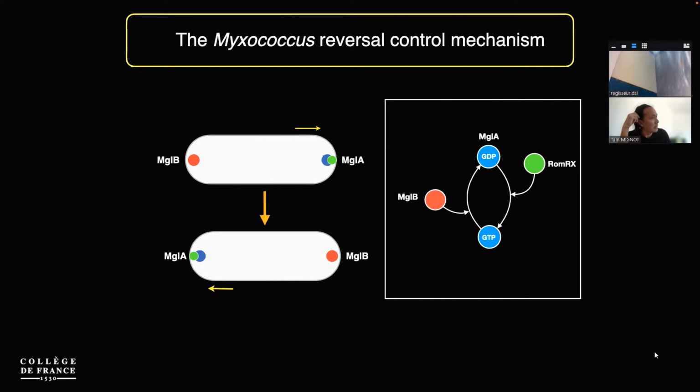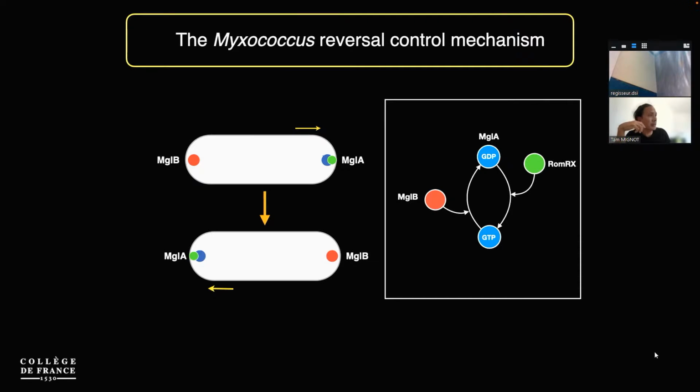And I'm not going to get into any details of the motility complex today. At the back end of the cell, the MglB protein has in fact the converse activity. It's a GTPase activating protein. So what it does at the back of the cell is basically activate GTP hydrolysis in the MglA protein, converting it into the inactive GDP-bound state.